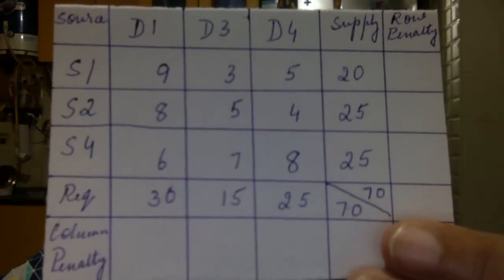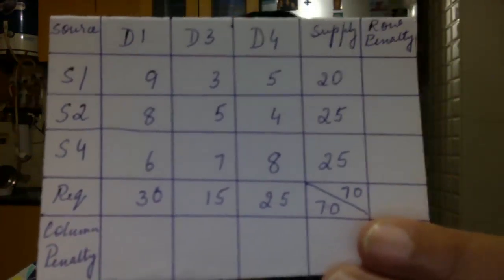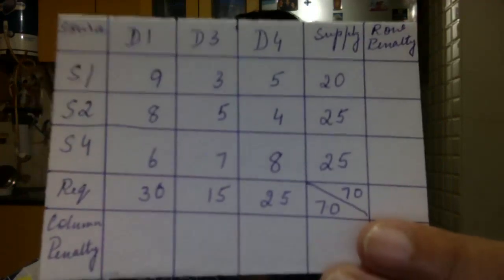Wait, let me finish the supply and this thing. Supply is 20, 25 and 25, 70, and here it is 30, 15 and 25, 70. So our new matrix looks like this.